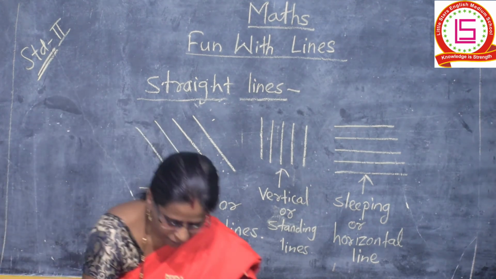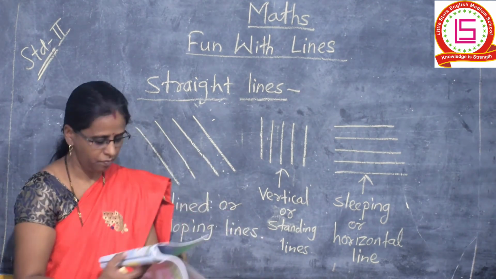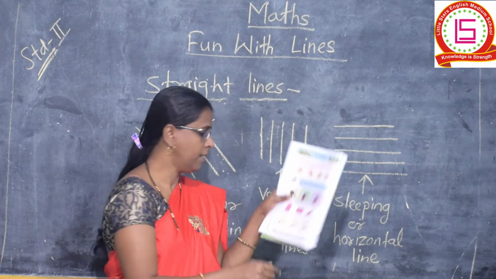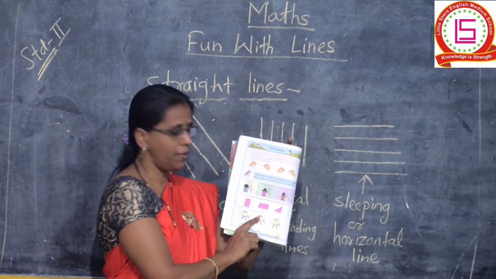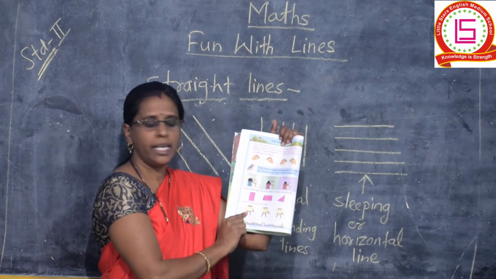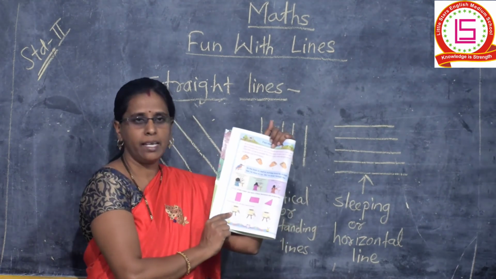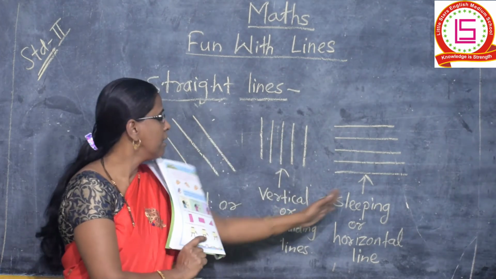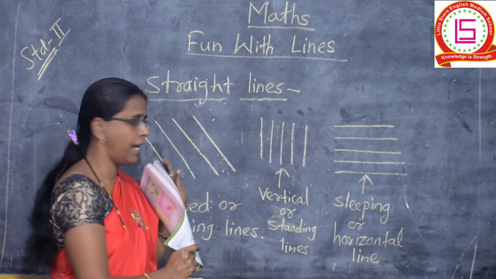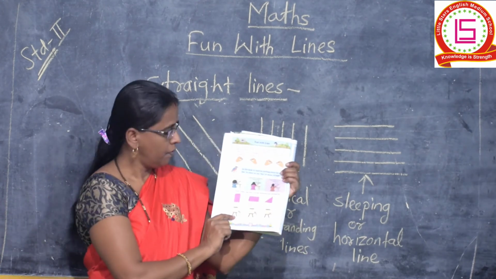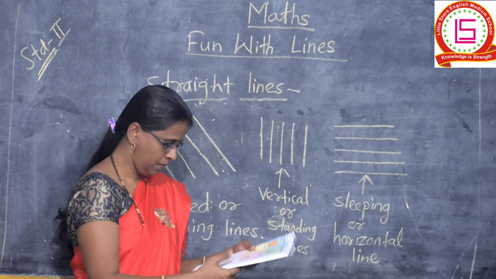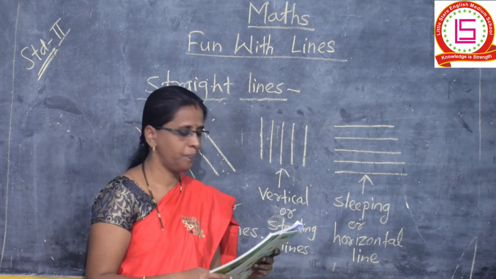Then see next, draw lines like the ones shown below. See here, some lines are given for you. You also take a paper and try to draw lines like these: vertical lines, sloping lines and inclined lines. You also try this. Then see on the next page, page number 7.